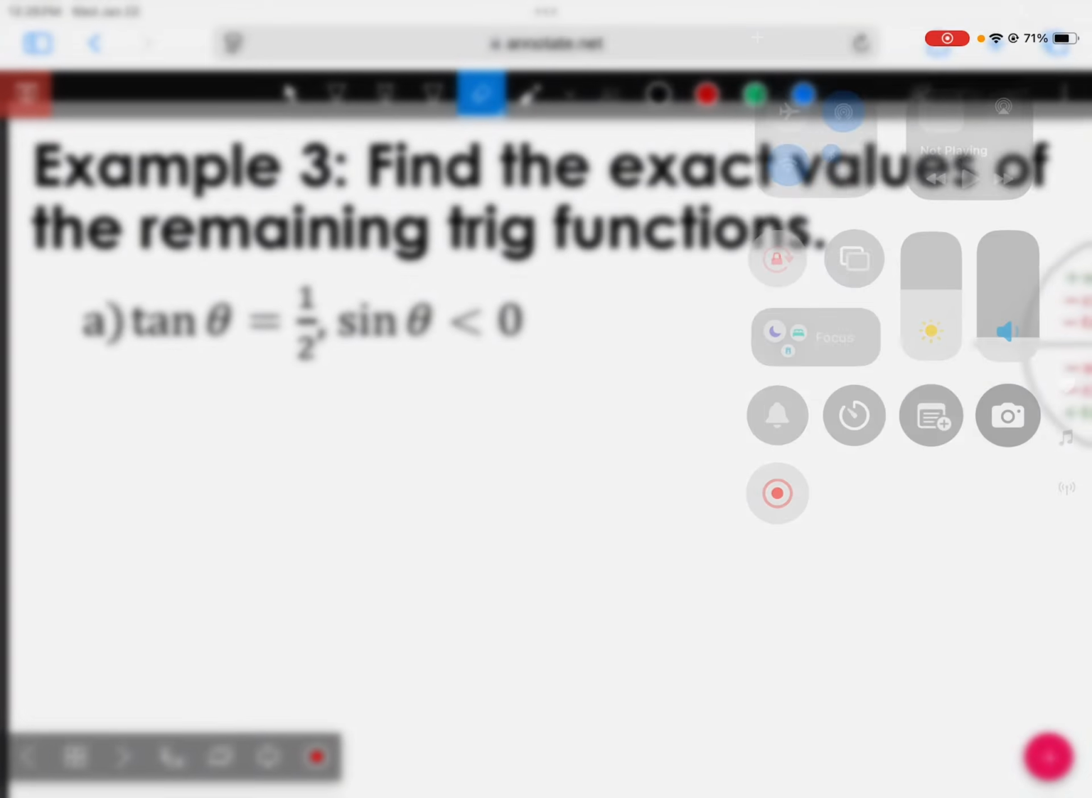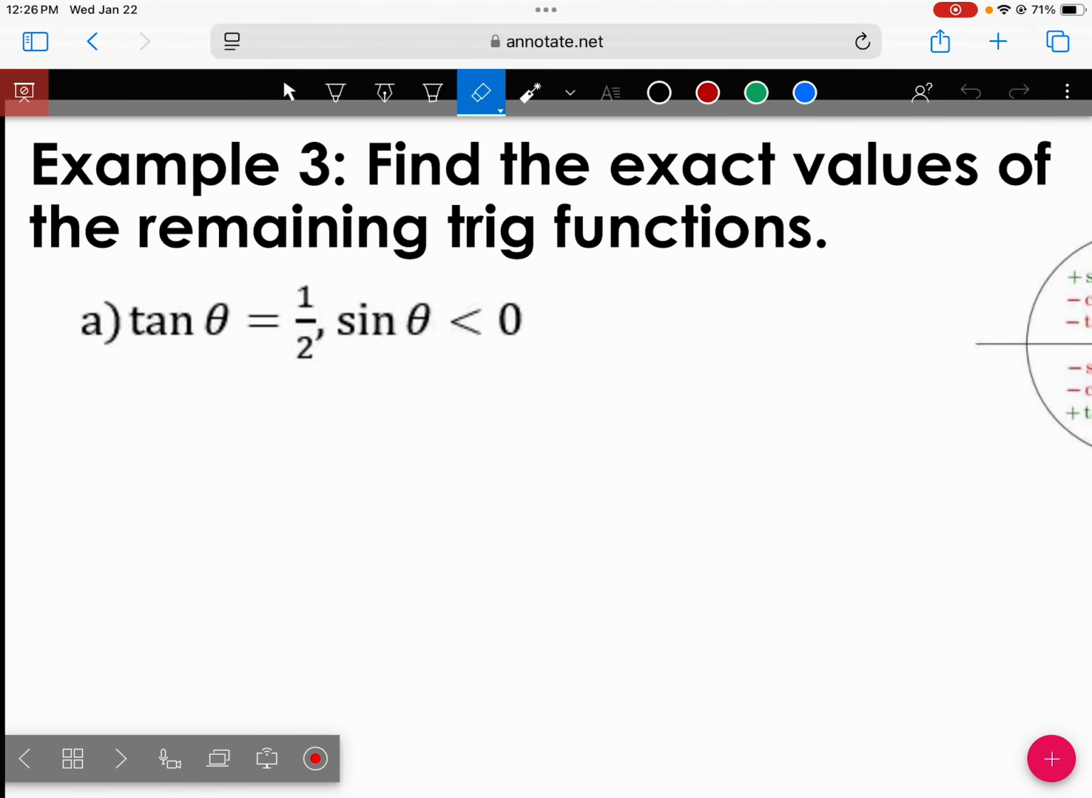Okay, this would be the relationship: x squared plus y squared is equal to r squared on our unit circle. The radius is 1. So we're going to use that in order to find the other 5 trig values. You all remember a squared plus b squared equals c squared? This is the same thing.